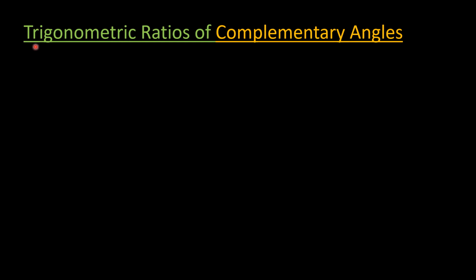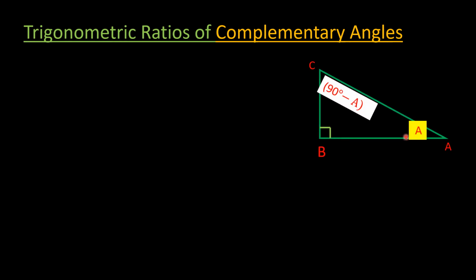In this video, we will understand trigonometric ratios of complementary angles. Now, what are complementary angles? Two angles whose sum is 90 degrees are called complementary angles. In right triangle ABC, angle B is 90 degrees, so angle A and angle C become complementary angles.